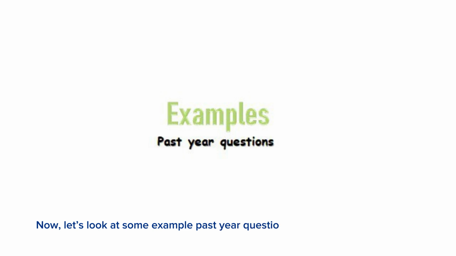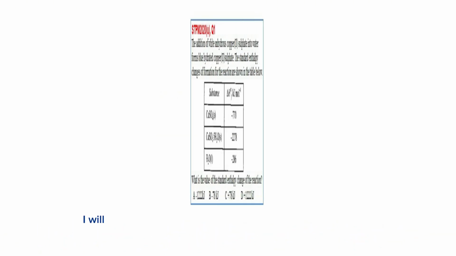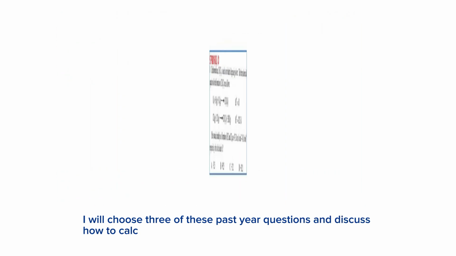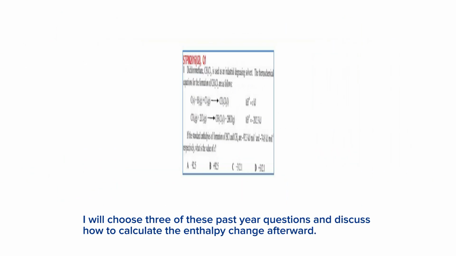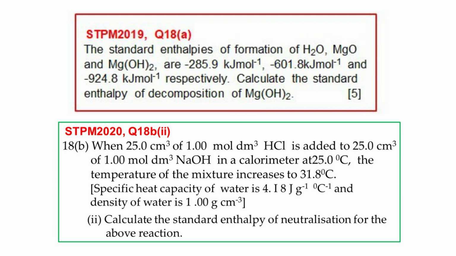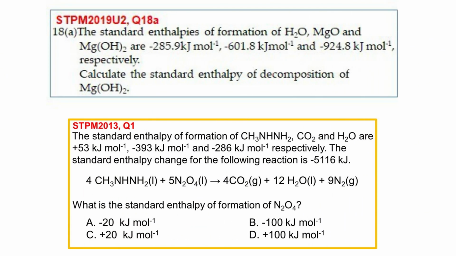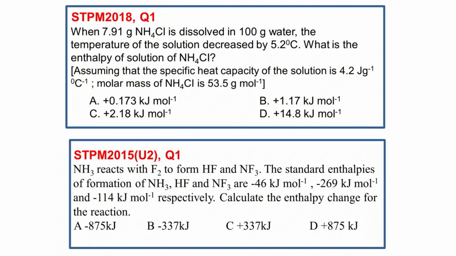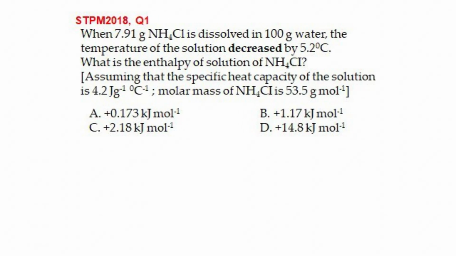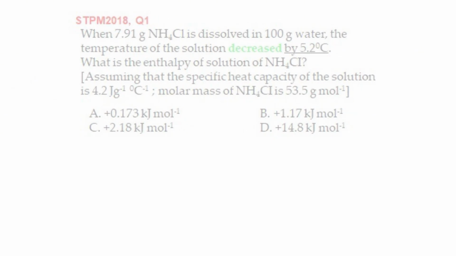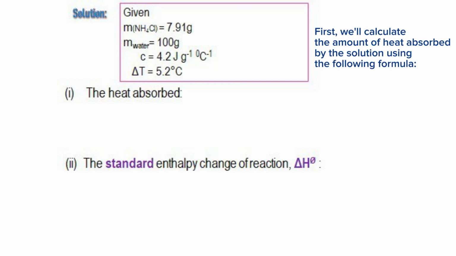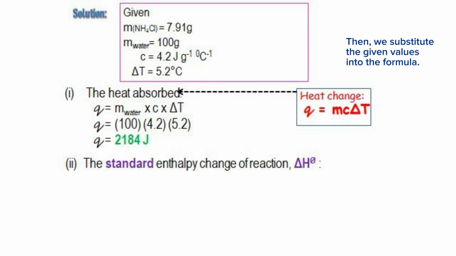Now, let's look at some example past year questions related to this formula. I will choose 3 of these past year questions and discuss how to calculate the enthalpy change afterward. Now, let's look at these questions. First, we will calculate the amount of heat absorbed by the solution using the following formula. Then we substitute the given values into the formula.